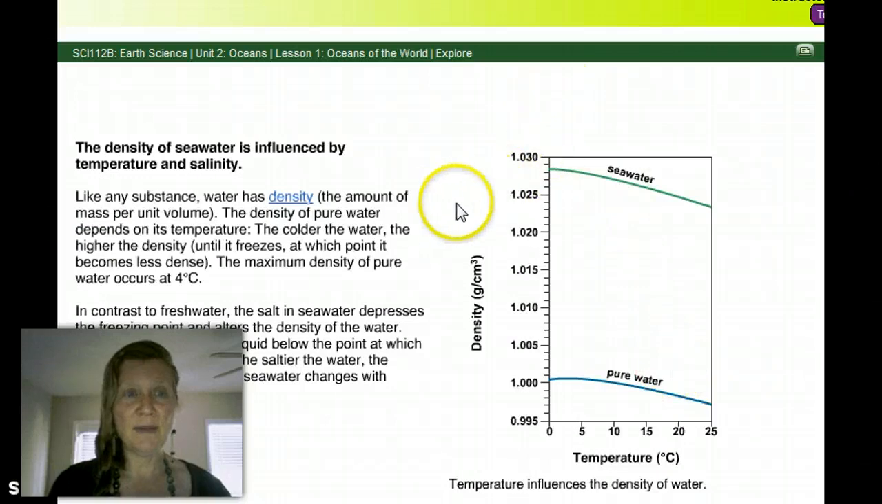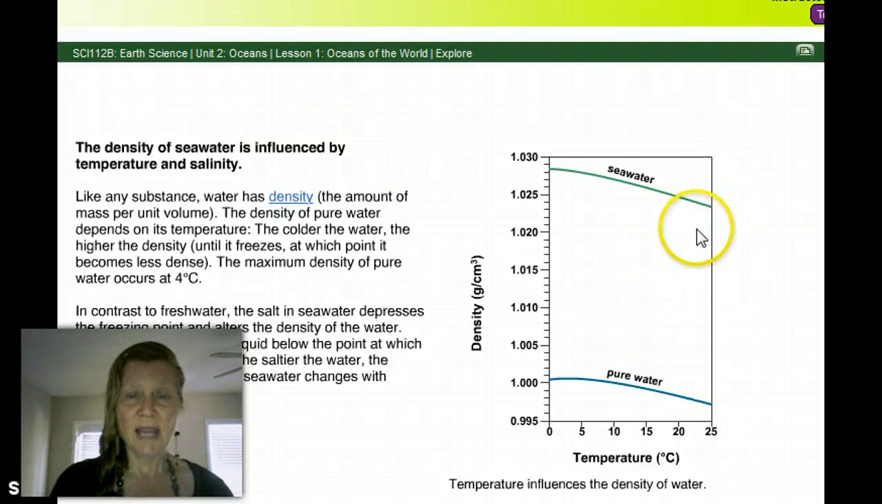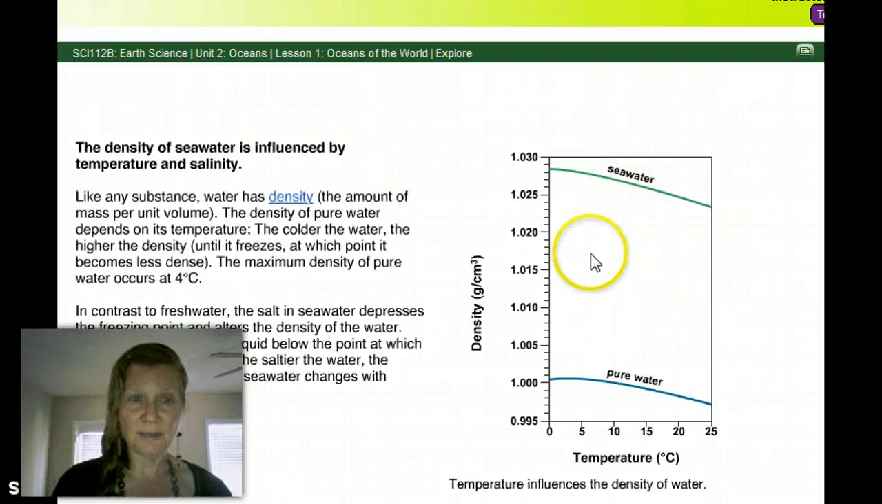Now we know that water, like any other substance, has a density, which is the amount of mass per unit volume, and that the density of pure water depends upon its temperature. The colder the water, the higher the density, until it freezes, and the maximum density of pure water occurs at about 4 degrees Celsius. We're going to be studying the differences between the two.